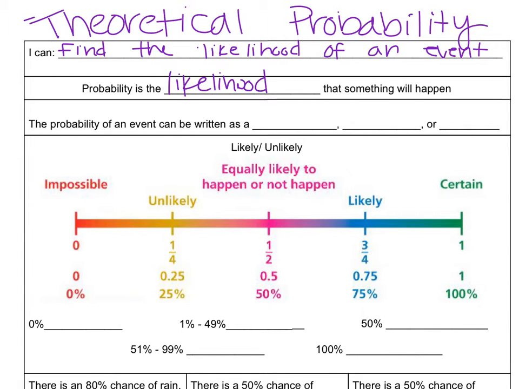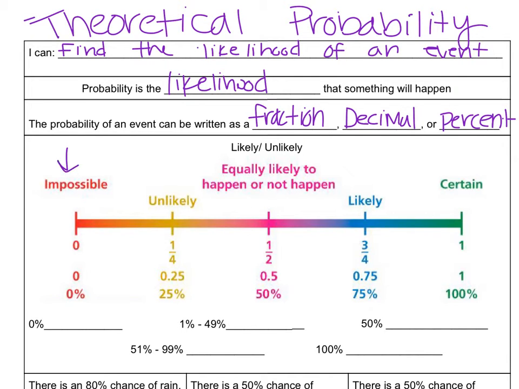An example would be the chance of it raining tomorrow. There's a 30% chance it rains tomorrow. That's probability. It can be written as a fraction, decimal, or percent. Okay. So below, right down here, we have this chart that kind of helps us understand what the numbers mean.